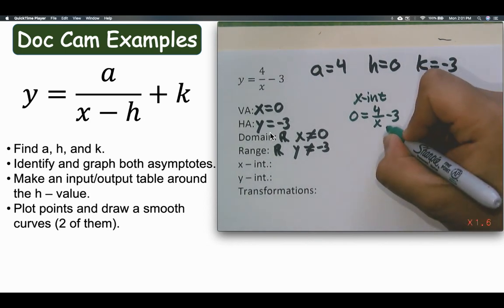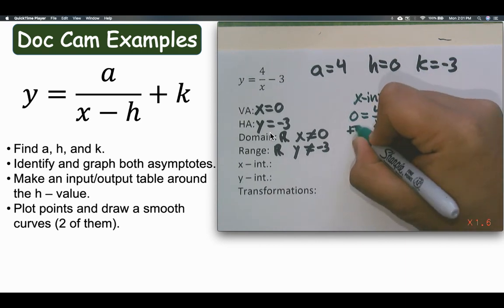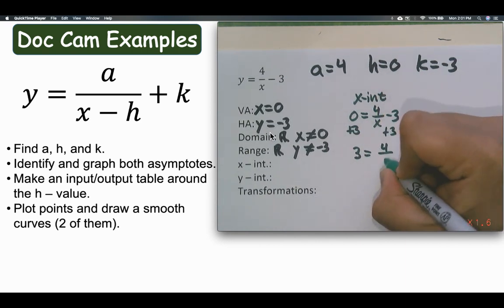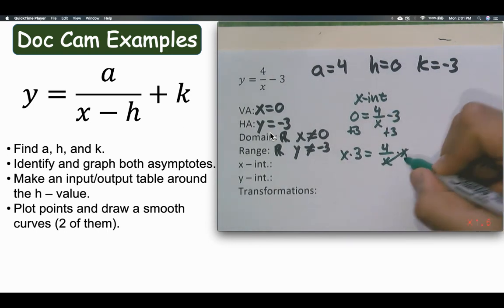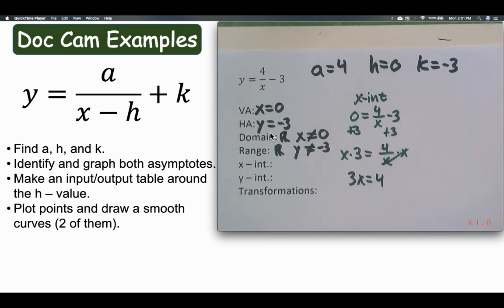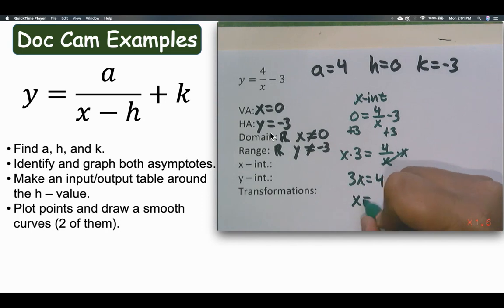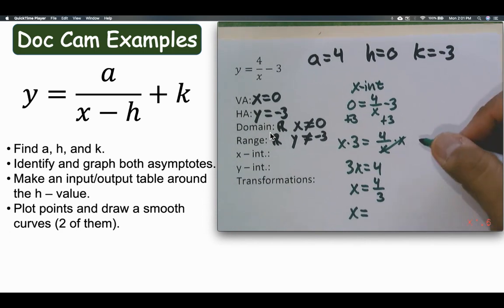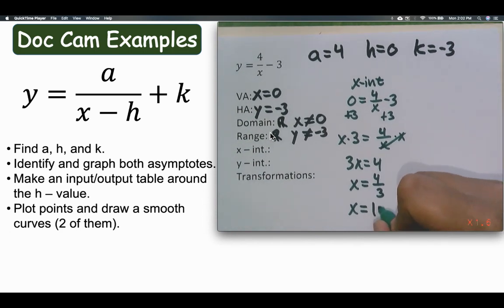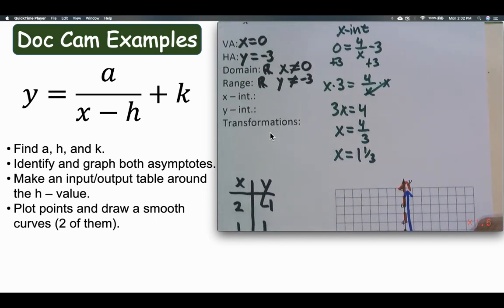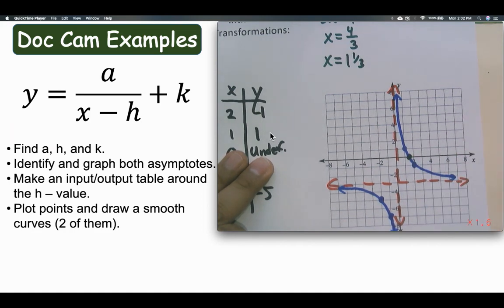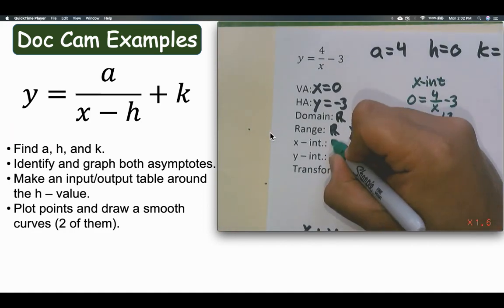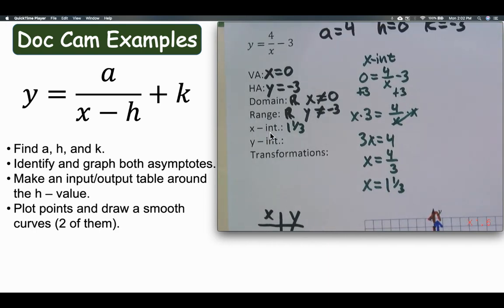And then solve for x. So I'm going to add 3 to both sides. 0 plus 3 is a 3 equals 4 over x. Now my x is in the denominator, so I can multiply both sides by x. Those go away. I get 3x equals 4. Divide both sides by 3, so x equals 4 over 3. X equals 1 and 1/3, which is about what we said. So there's 1 and 1/3. It's about right. Close enough. So x-intercept is 1 and 1/3. Let's do our y-intercept.